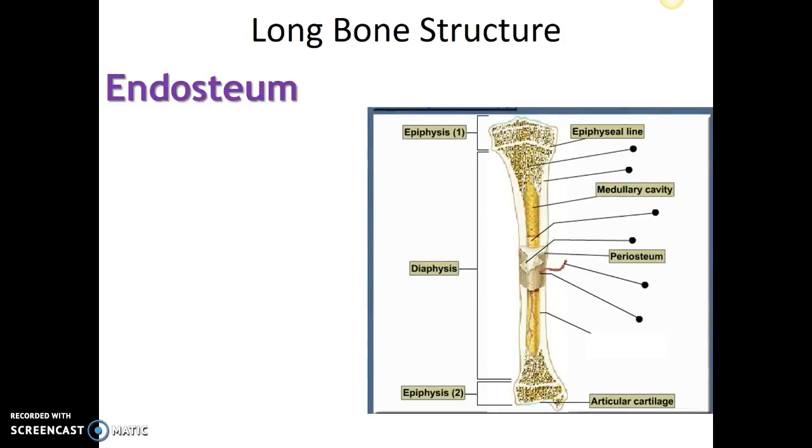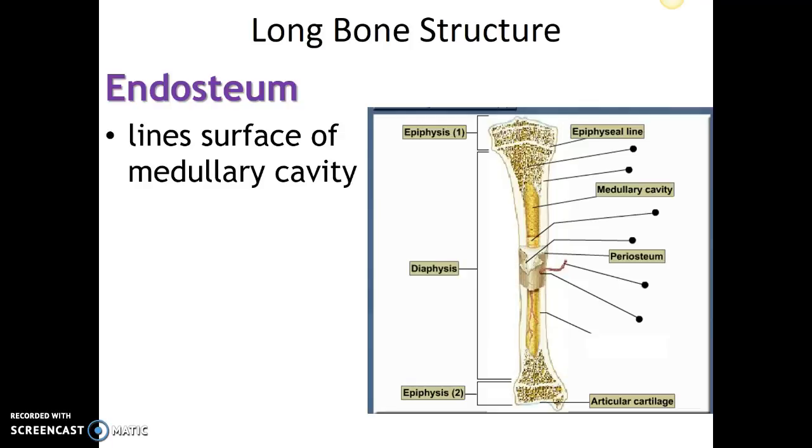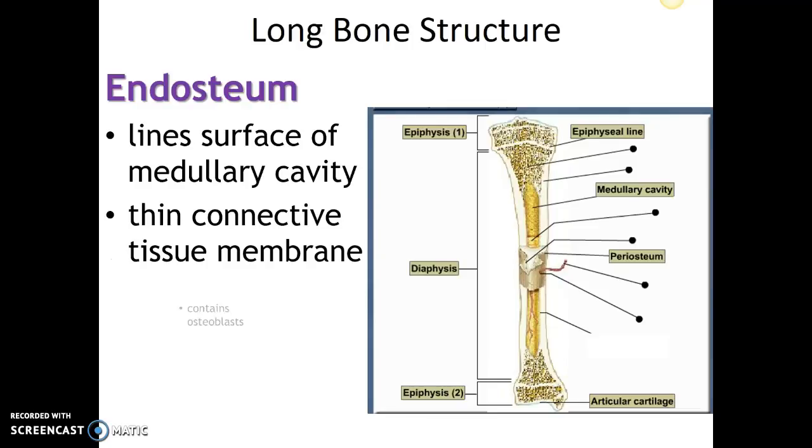Endosteum is the same type of stuff. It's dense connective tissue lining the internal part of the bone, which is called the medullary cavity. So the medulla is the middle, so mainly the diaphysis there, the hollow part of the bone, and it's made of dense connective tissue again. Endo, inside of, osteo, bone. It contains osteoblasts. Remember, osteoblasts can build bone.